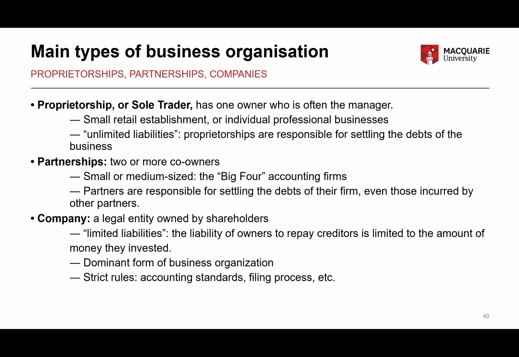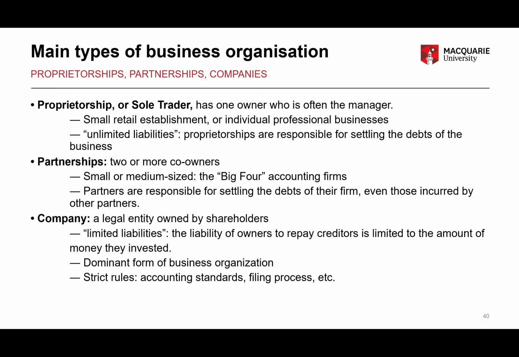So if we think about our big four accounting firms and big law firms, so big professional organizations, they are also set up as partnerships, but they're huge. And so they often have different levels of partners. So they might have the senior partners, the junior partners, the associates, with different levels of responsibility.